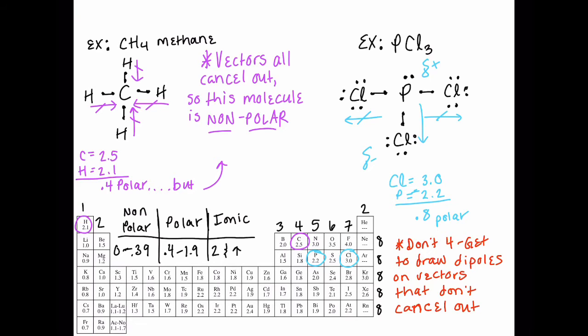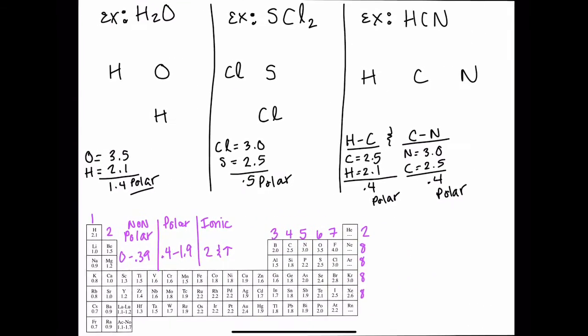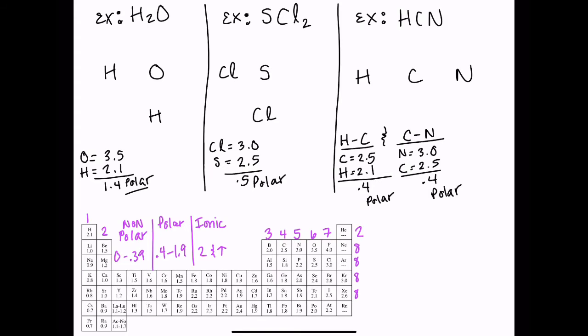On the right with phosphorus trichloride, the same thing happens to the chlorines on the left and the right. They both cancel out, but polarity does exist between the phosphorus and the chlorine underneath. Since chlorine is more electronegative than phosphorus, we draw the negative dipole on the chlorine and the positive one on the phosphorus. In this example, we're going to look at water, sulfur dichloride, and then cyanic acid.